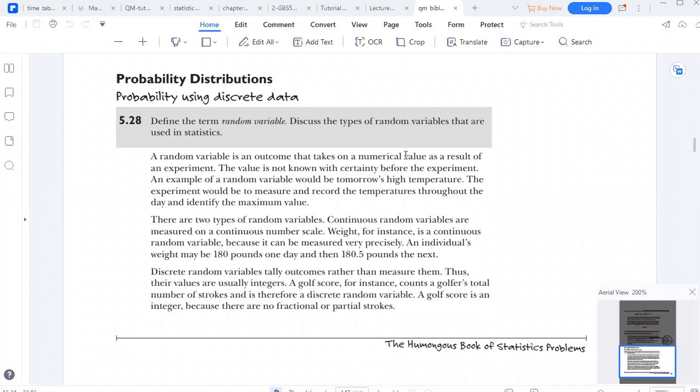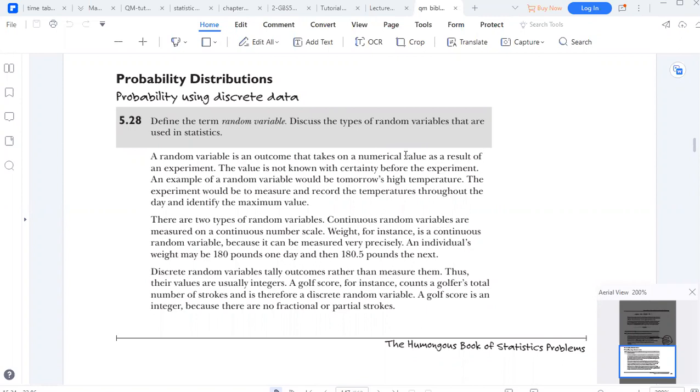Probability distributions using discrete data. So you need to also understand the qualitative part of this course. A few definitions for you to be safe.